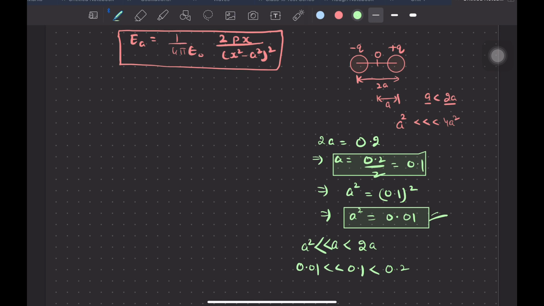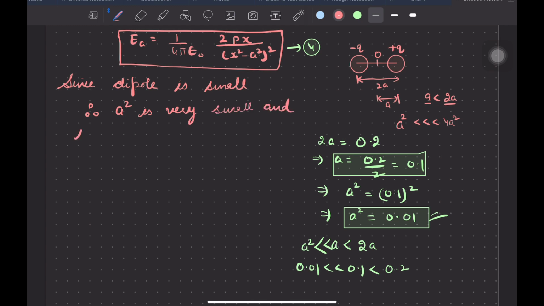Therefore we are going to modify equation number 4. How are we going to modify it? Usually a dipole is small, so since the dipole is small, a square is very small, and hence it could be ignored. When we ignore a square, we just put 0 over here. Just do it in your head. Put 0 over here. 0 square is going to be 0.